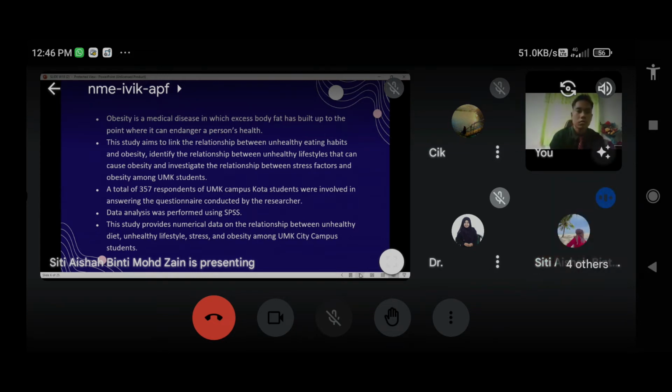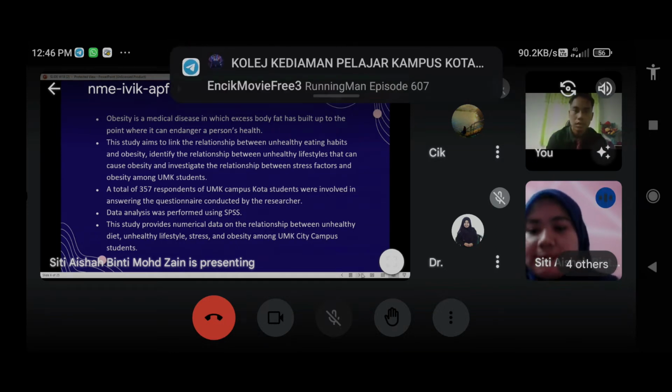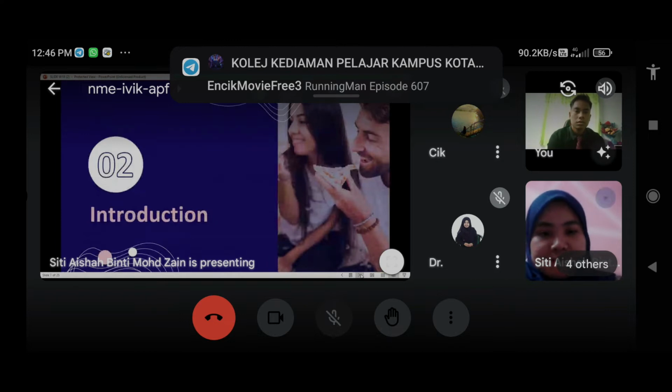Next, a total of 357 respondents of UMK campus quota students were involved in answering the questionnaire conducted by the research. The data analysis was performed using SPSS. Last, this study provides numerical data on the relationship between unhealthy diet, unhealthy lifestyle, stress, and obesity among UMK campus quota students. Next.